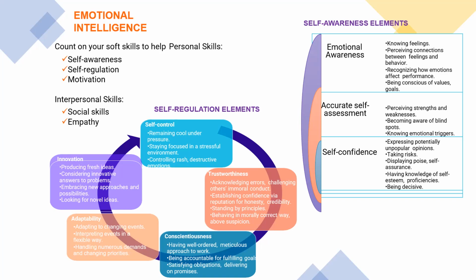Then the third one is the issue of what? Self-confidence. Expressing potentially unknown opinions. Taking risk. What is my appetite to risk? Displaying poise, self-assurance. Having knowledge of self-esteem, proficiencies, and also being decisive. How decisive am I?